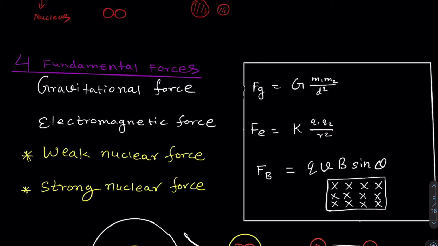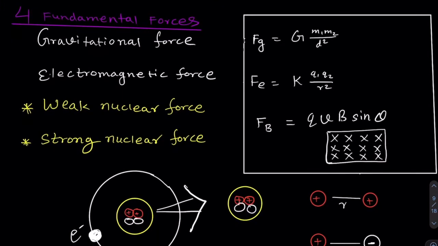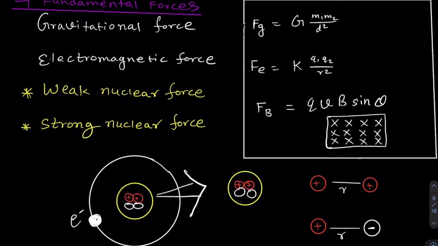Okay, before I explain these three terms, I need to give you some background information. As you can see here, there are four fundamental forces that you need to be aware of. One is called gravitational force. Another is called electromagnetic force, which is the electrostatic and the magnetic force combined together. And there's a weak nuclear force, and there's a strong nuclear force.